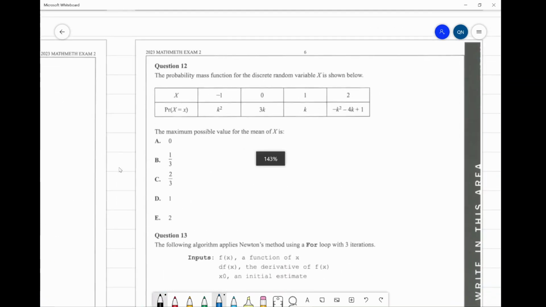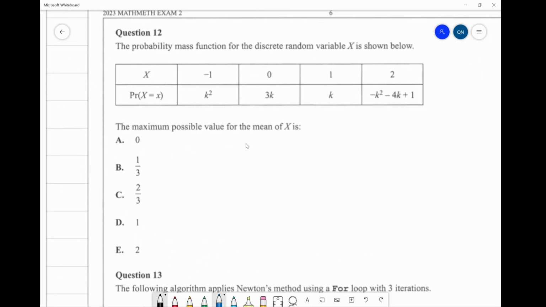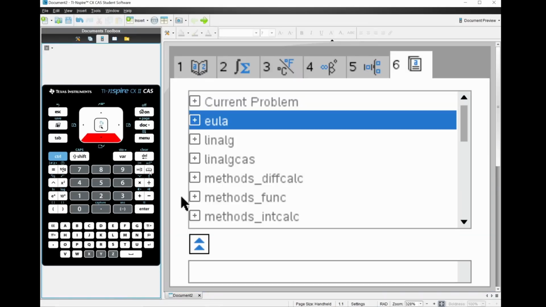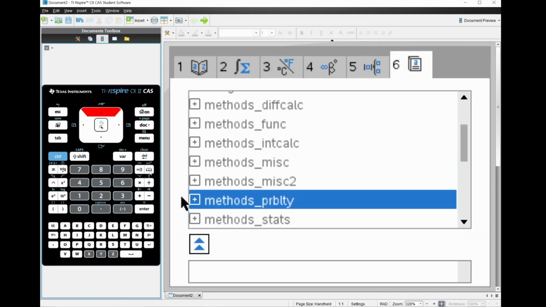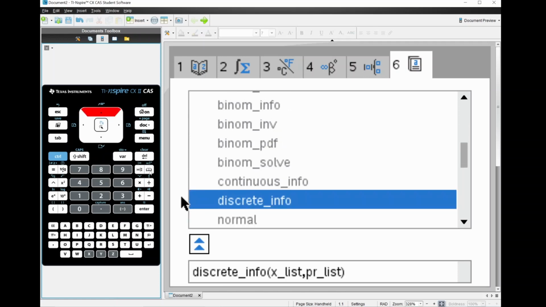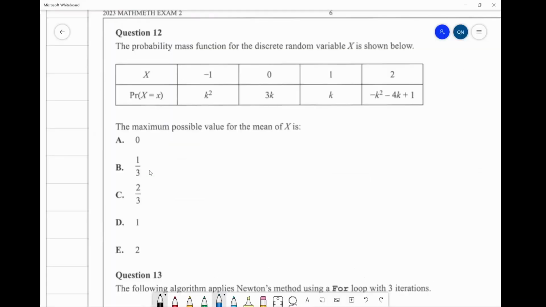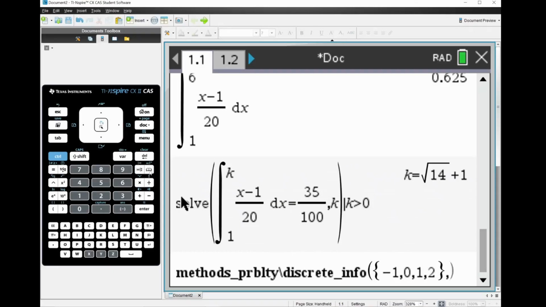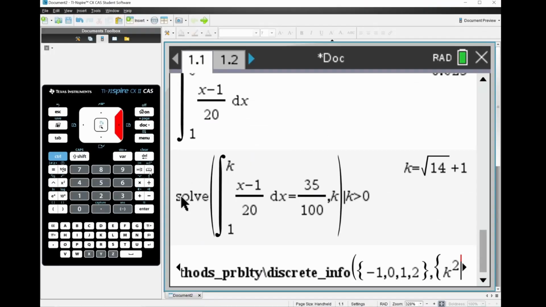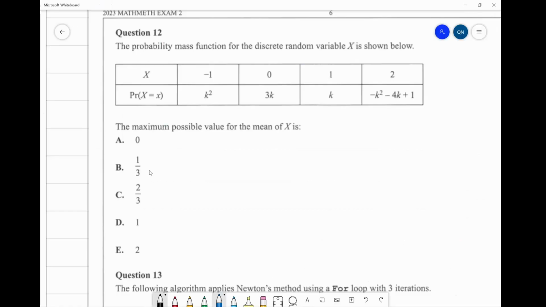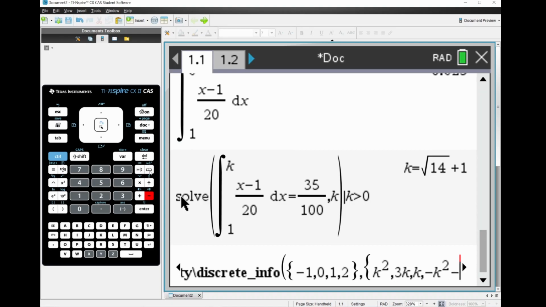So we have a probability mass function shown below. The maximum possible value for the mean of x is... Okay. Let's calculate the mean. So I'll go down to methods, probability, discrete info, and I'll plug in the table. So -1, 0, 1, and 2. And then k squared, 3k, k, minus k squared, and then minus 4k, and then plus 1.